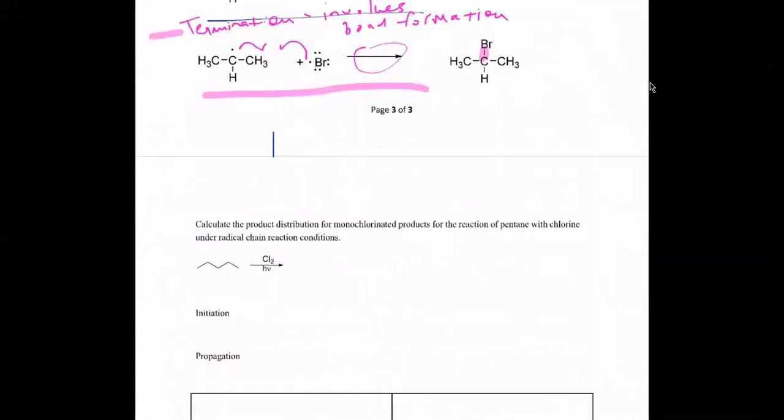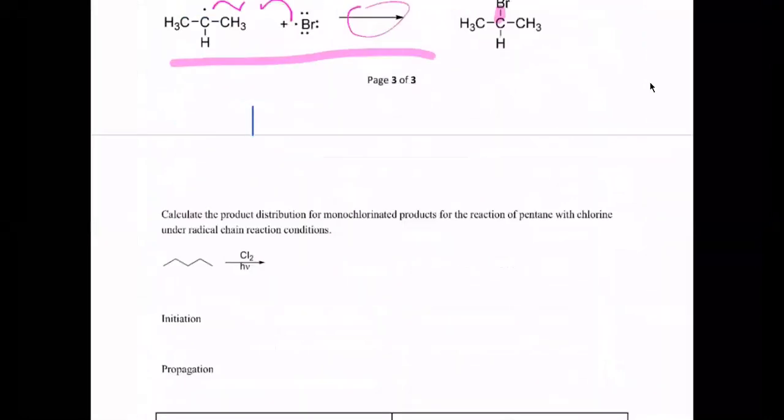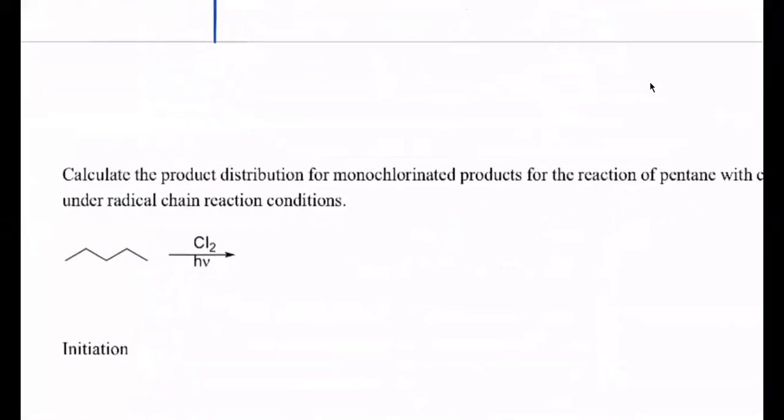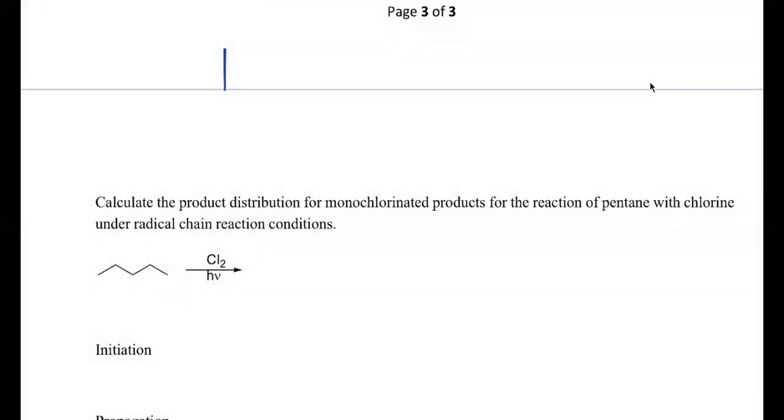Okay, so now on this example right here, it says calculate the product distribution. I'm going to read this and then we're going to decipher it because it sounds like a lot when you read it. Calculate the product distribution for monochlorinated products for the reaction of pentane with chlorine under radical chain reaction conditions. All it's asking you to do is give the products, and then determine how much of each product you're going to get. But if you see it in the book, it's not going to say it like that.